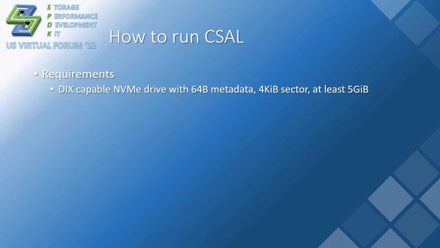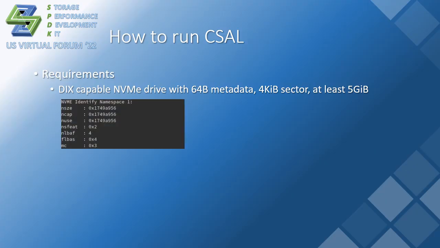It needs a DIX-capable device with 64-byte metadata, 4 kilobyte sector, and the size needs to be at least 5 gigabytes. What DIX means is that the metadata is sent as part of a separate buffer. It's not interleaved with the data buffer itself. So when we look at the output of NVMe CLI, here we can see this MC field near the end. And this field tells us which mode of metadata the drive itself supports. When bit number 1 is set, counting from 0, this means that the drive supports DIX metadata.